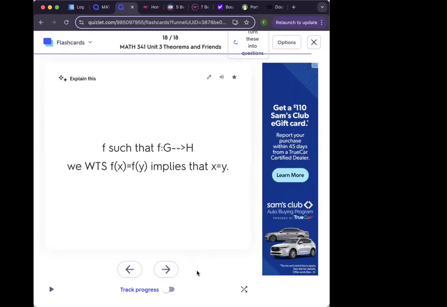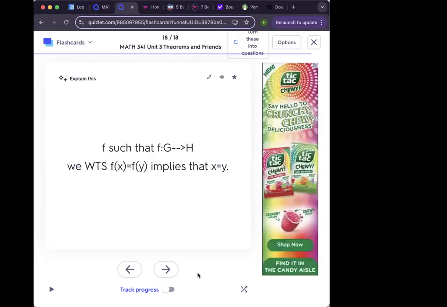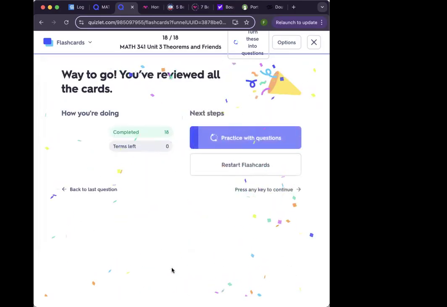And one-to-oneness, we have our f such that f maps G to H, and we want to show that when f of x equals f of y, that implies that x equals y. So not only are you wanting to show there that x equals y, you want to show that it's because f of x equals f of y. And that's it for this one. Yay!